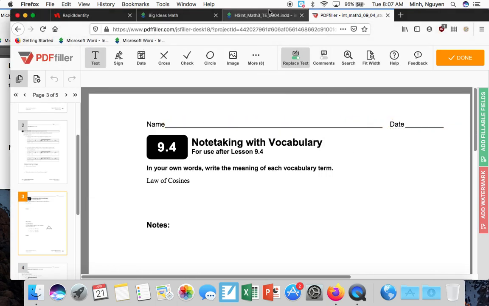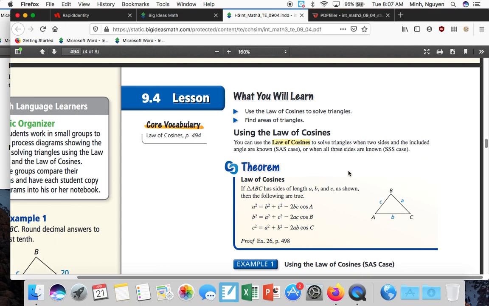So I actually found that the textbook was a little more useful in describing it. It says you can use the law of cosines to solve triangles when you know two sides and the included angle, so SAS. Two sides like C and B, and the included angle is the angle in between the two sides. So if you know side C, side B, and angle A, then you can use the law of cosines. If you know sides C and A with angle B, because that's the included angle, then you could use the law of cosines. Or when all three sides are known, so if you know A, B, and C.